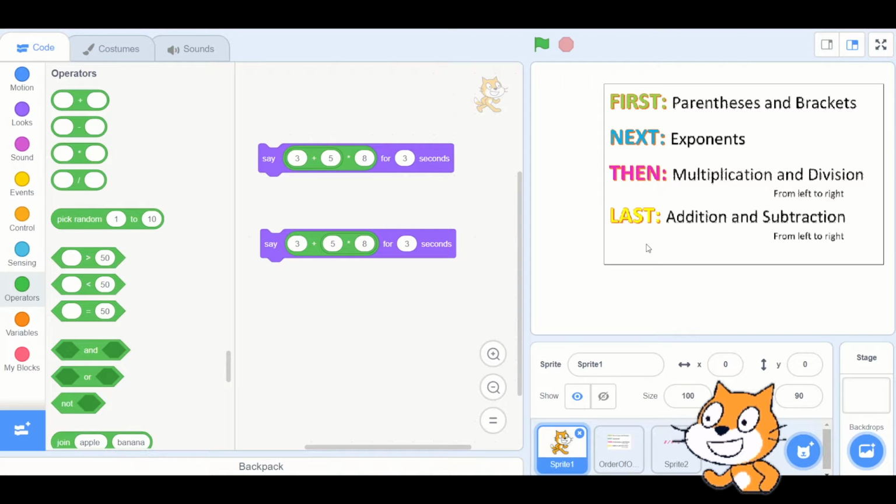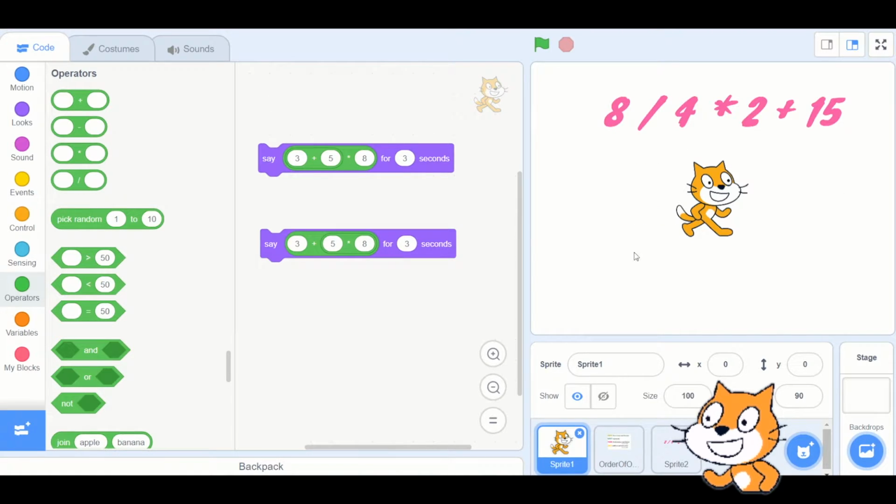Now let's try it with other numbers. Let us put together blocks to calculate the numbers on scene. Left to right. First division. Then multiplication. Then addition.